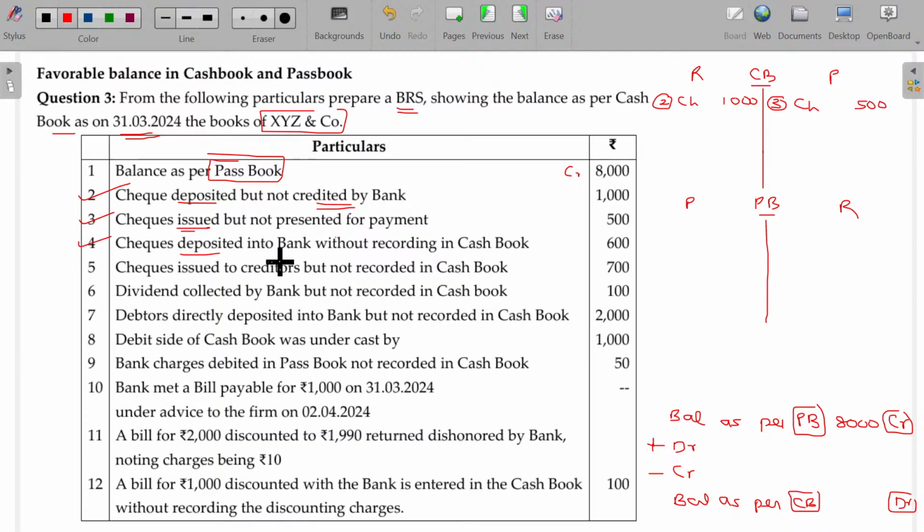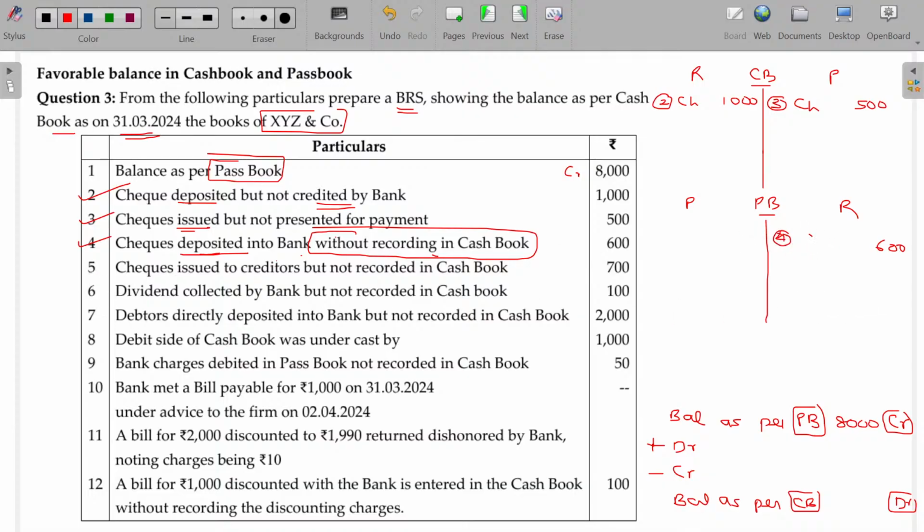Check deposited into the bank without recording in cash book. What happens here? Come on, tell me where it should be posted. Credit side of the passbook. So it may be received. So fourth, being deposited into the bank means receipts in the bank column of the passbook, not shown in the cash book. It is missed to be recorded in the cash book, but shown only in the passbook.